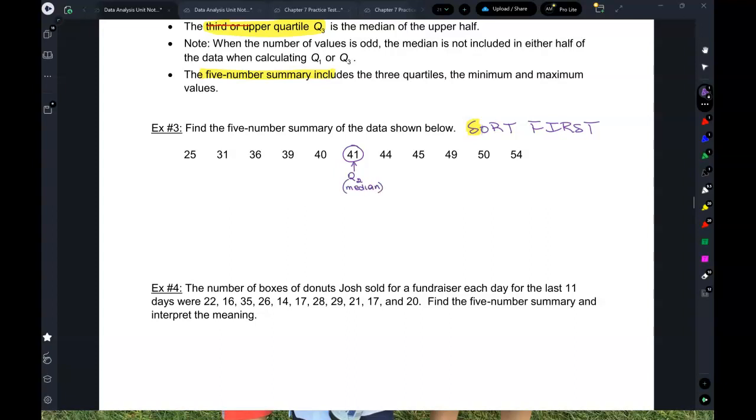Now, I have 1, 2, 3, 4, 5 on the lower side, 5 on the upper side. Okay, so this is the lower half, and this is the upper half. So suppose these were test scores, or quiz scores or whatever. It's out of 55, and these are the scores. So, what this tells you is exactly half of the students that took it scored 41 or above.